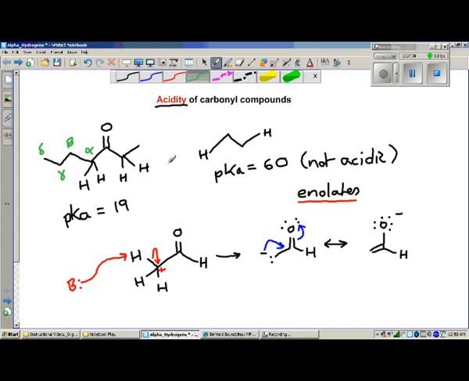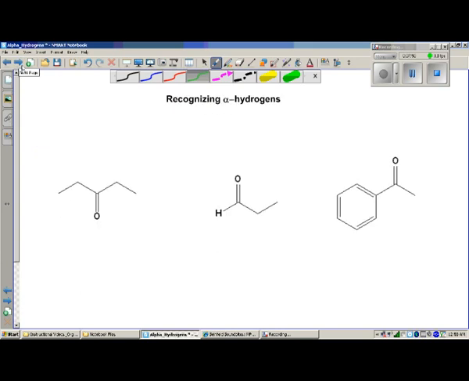Now I'm hoping you can see where we're going with this. The only way you can form an enolate is A, if you have a strong enough base, and B, if you have a ketone or an aldehyde or an ester or something like that that has alpha hydrogens. So what we're going to do in this video is spend a little bit of time seeing if we can recognize where in a molecule we have alpha hydrogens, and more importantly where we don't.